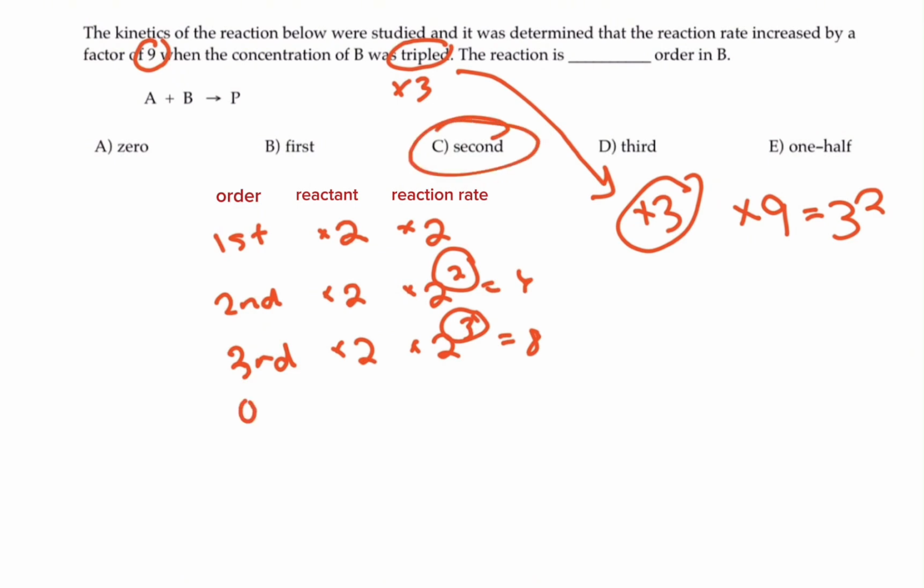Also, another thing I forgot to add is if the reaction is 0th order, then if you double the concentration of reactants, the rate will not change because 2 to the 0th power equals 1. And that means you're just multiplying the rate by 1, which doesn't change.